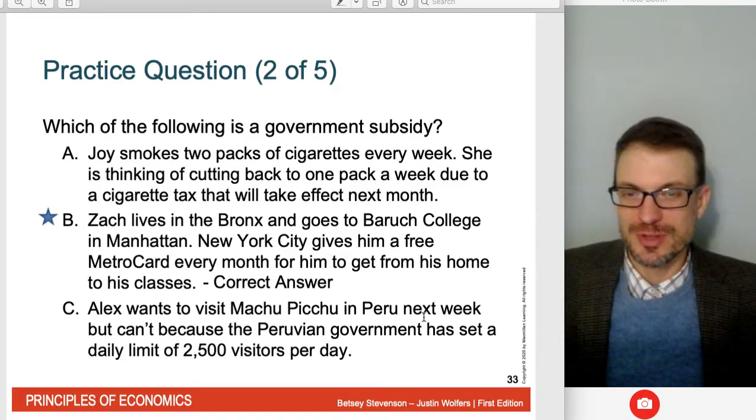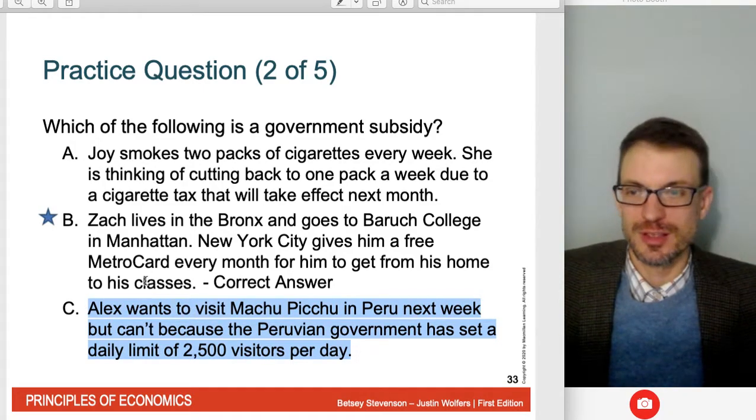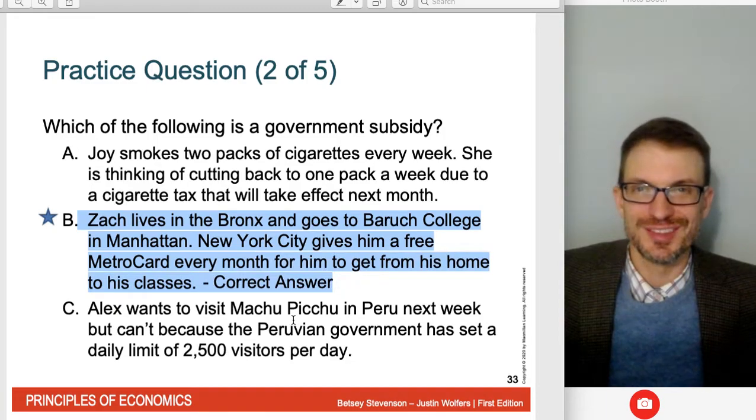Alex wants to go to Machu Picchu in Peru. Can't commit because there's a daily limit. No, that's a quantity limit. That's not a subsidy. Yeah, this is the only subsidy.